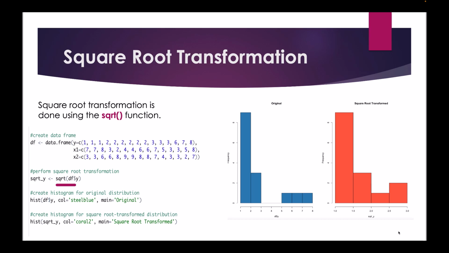I've also created a histogram here just to show you the difference between the original and the square root transformed data. Again, the graph on the right is starting to show a bit more of a normal distribution.